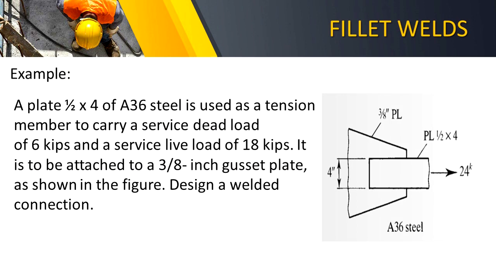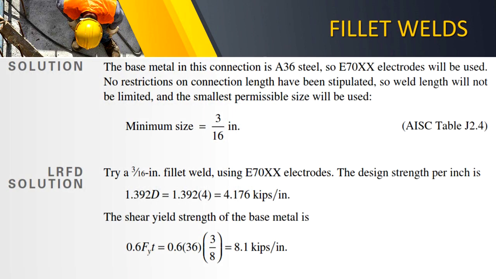For our next example, a plate 1/2 by 4 of A36 steel is used as a tension member to carry a service dead load of 6 kips and a service live load of 18 kips. It is to be attached to a 3/8-inch gusset plate. As shown in the figure, design a welded connection.